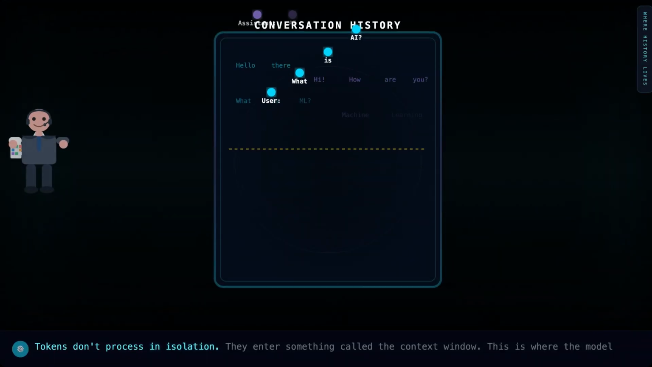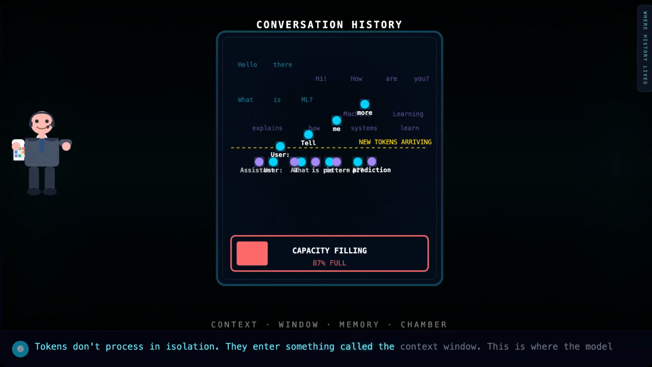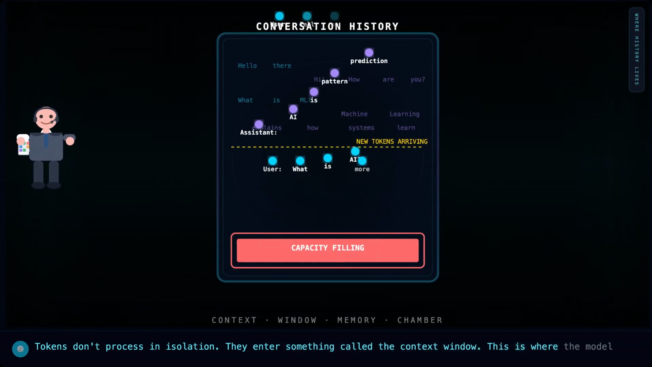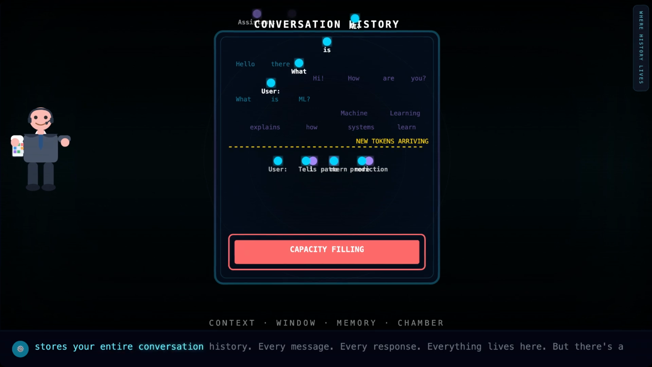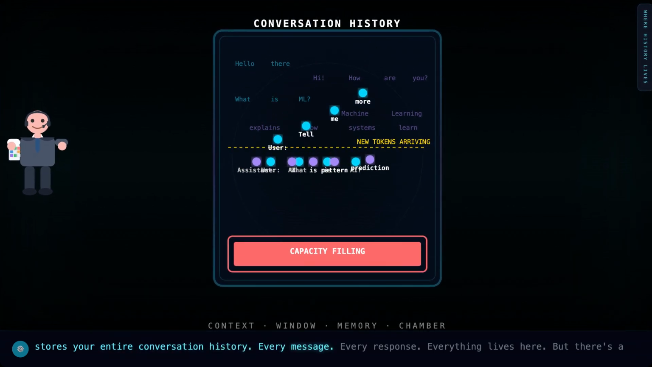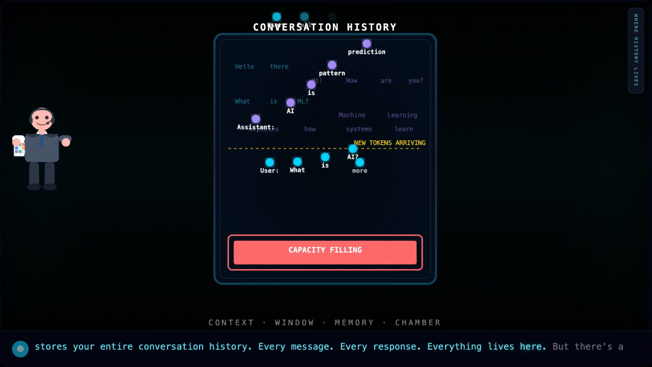Tokens don't process in isolation. They enter something called the context window. This is where the model stores your entire conversation history. Every message, every response, everything lives here. But there's a critical limit.